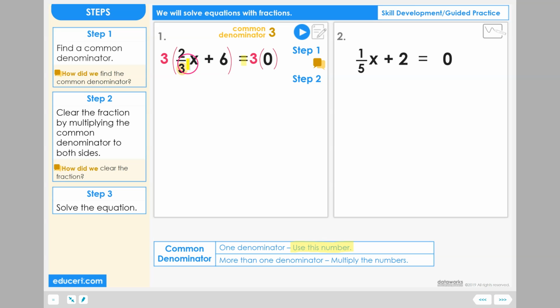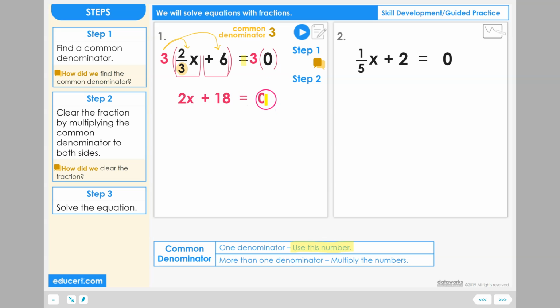Let's begin by multiplying 3 into the two terms on the left side of the equation. 3 times 2/3 x, a 3 numerator times a 3 denominator, will cancel away, leaving us with just 2x. We're also going to multiply 3 times the other term, positive 6. Positive 3 times positive 6 is a positive 18. And this is equal to 3 times 0, which is equal to 0.